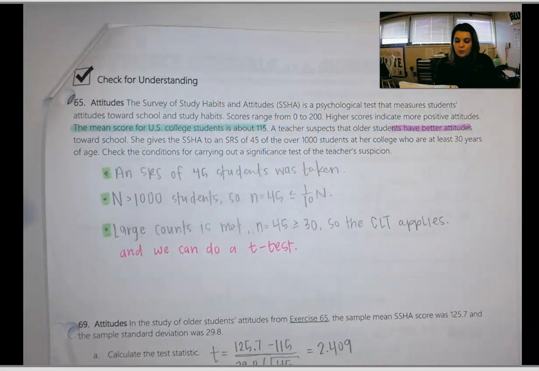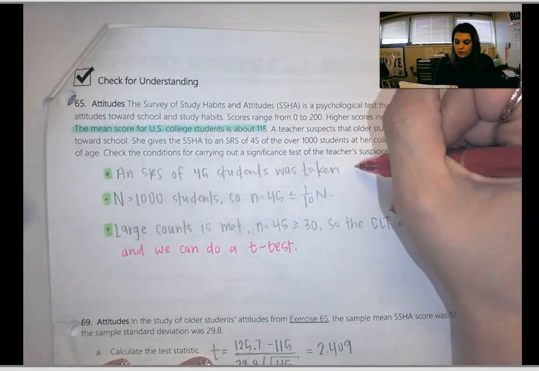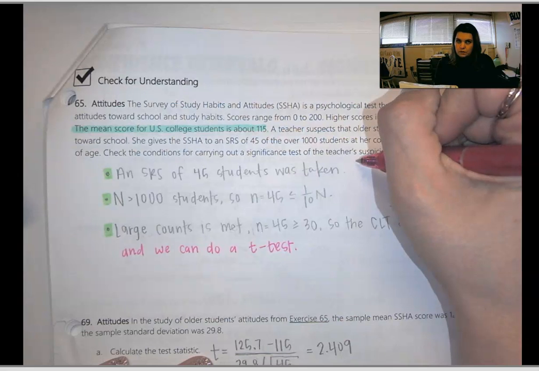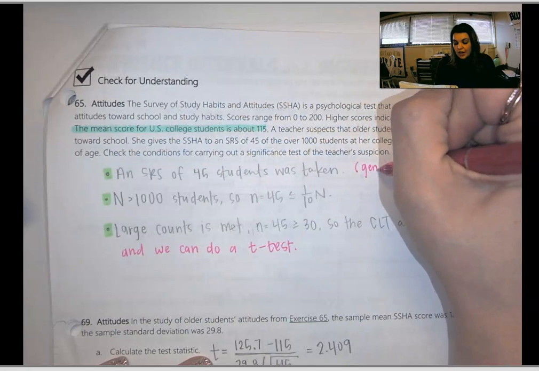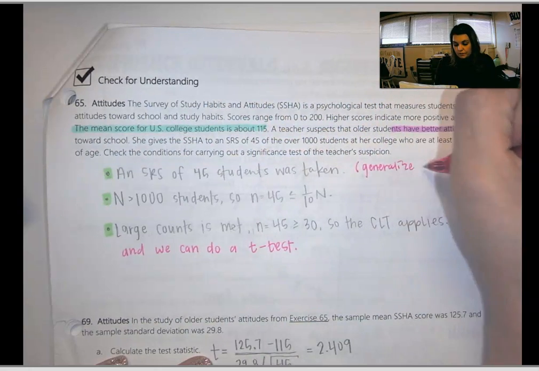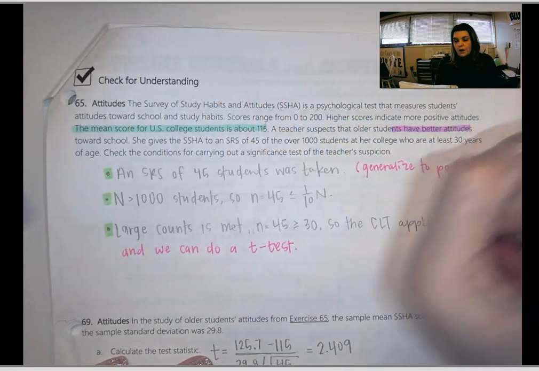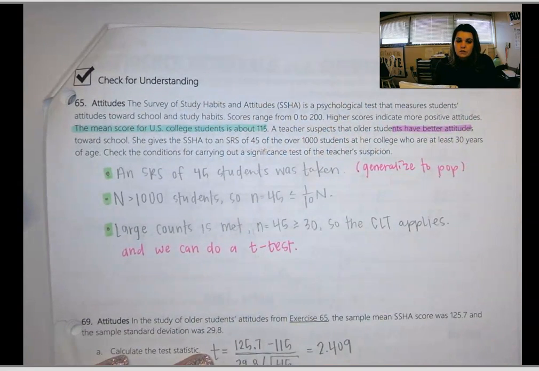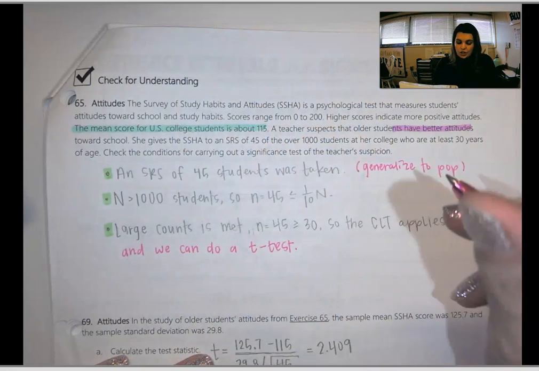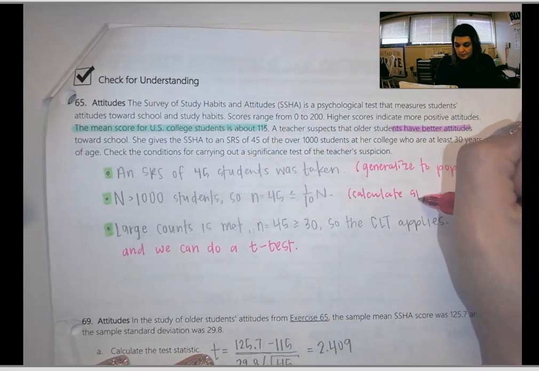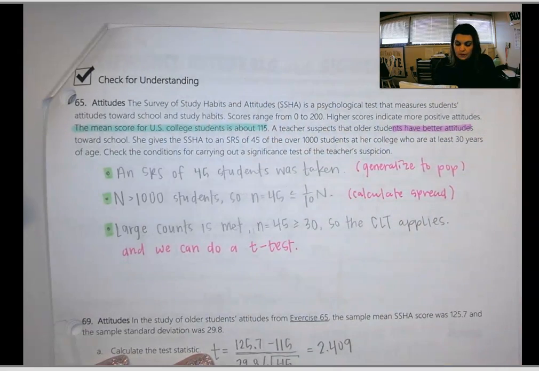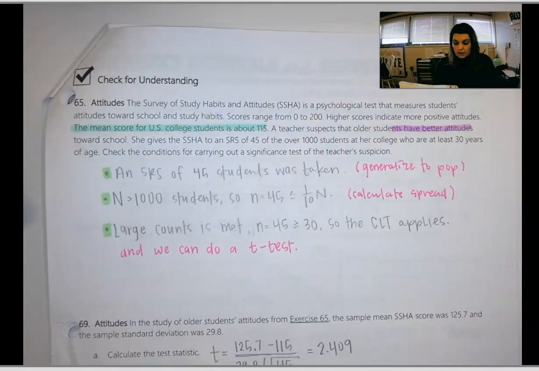I think it's really important that you understand why you're checking these conditions. So the randomness is so that you can generalize to the population or make inference about the population. Your 10% condition is so that you can calculate spread. And your large counts is so that you can actually use the pink table to calculate your probability.